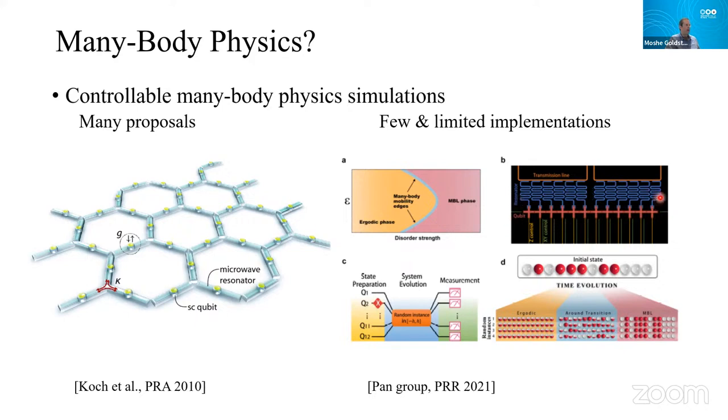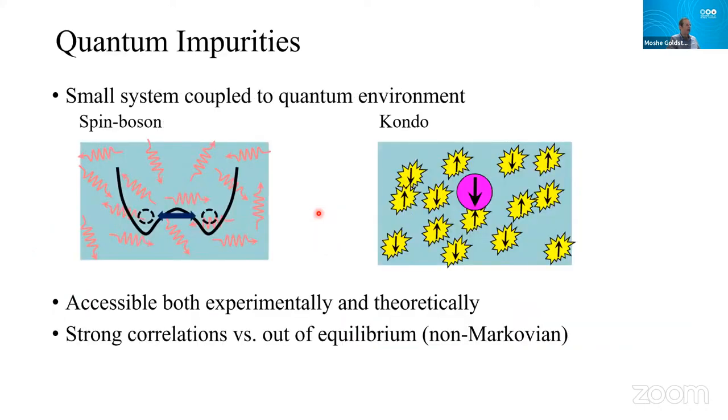So the question is whether, given the current possibilities in terms of manufacturing and controlling superconducting circuits, we can have an interesting system which displays many-body physics and can actually be achieved in the lab? And the answer is positive.